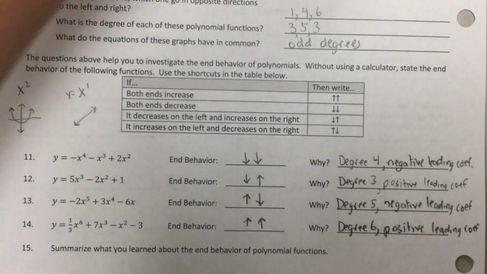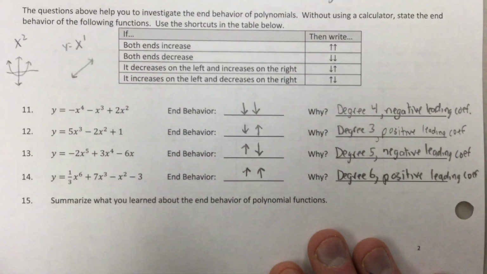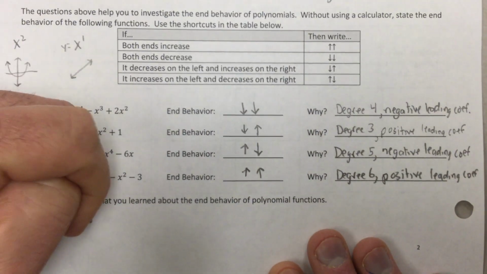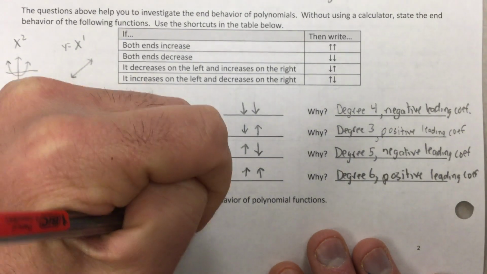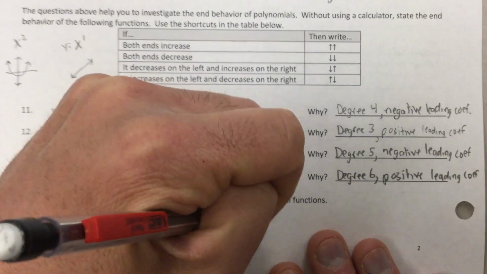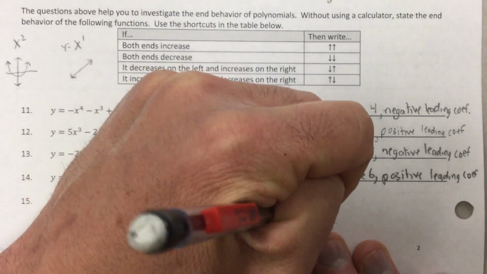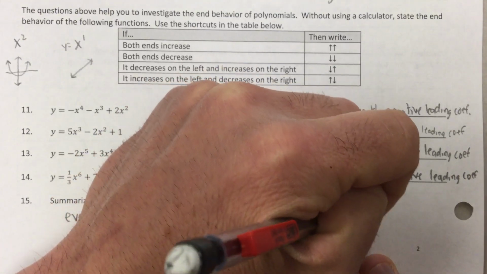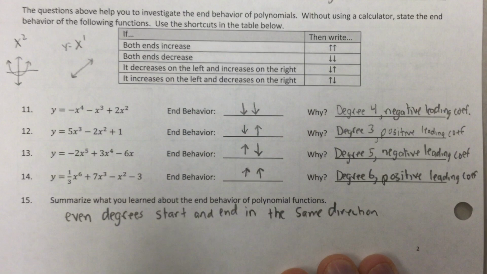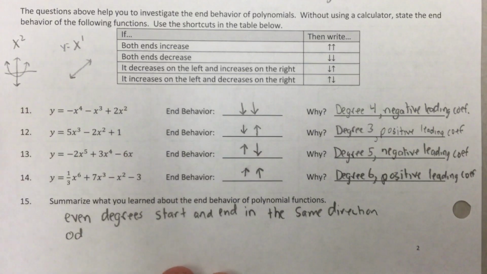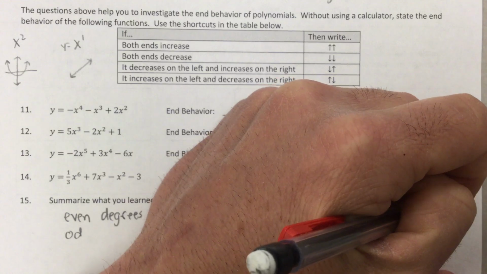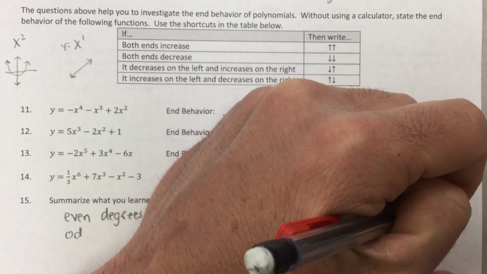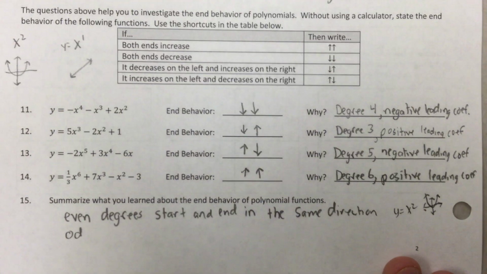So to summarize what we have here. Even degrees start and end in the same direction. Where odd degrees are going to start and end in opposite directions. Again, kind of like a parabola. Okay, so that's our example.